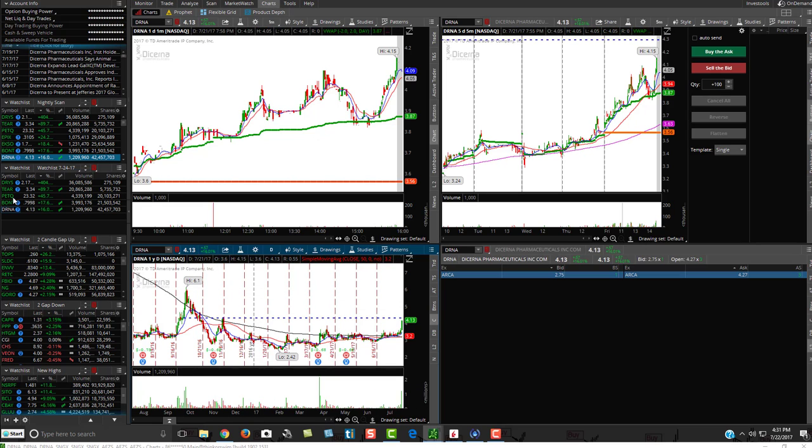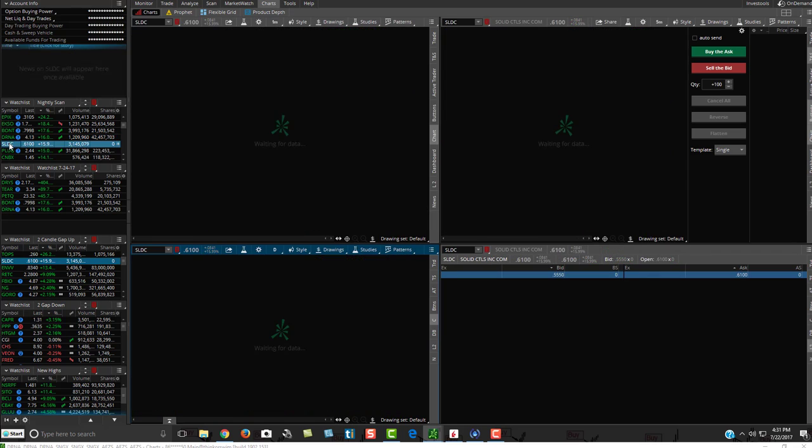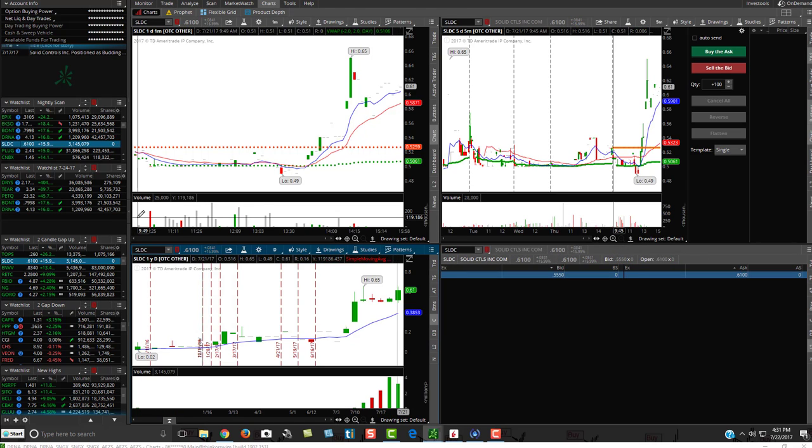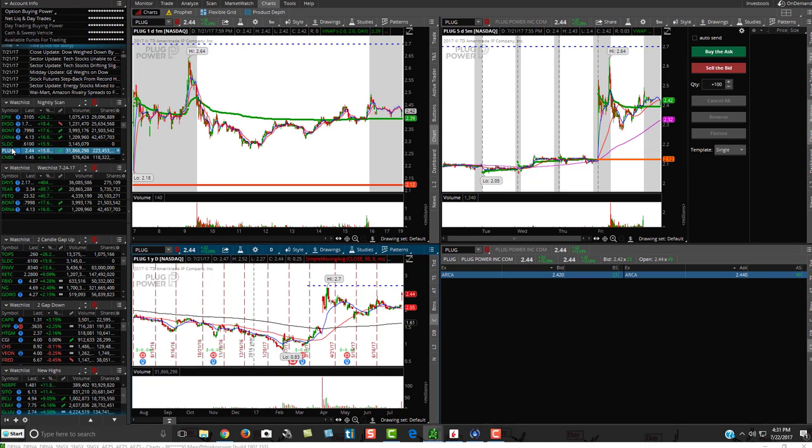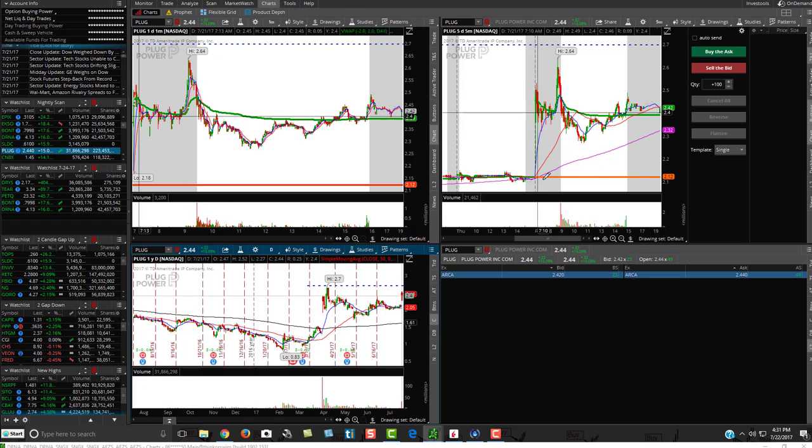to pull back down? SLDC, that's kind of garbage looking. I don't really like that one. Plug, PLUG. Hmm. This one's kind of messy. I don't really like it.